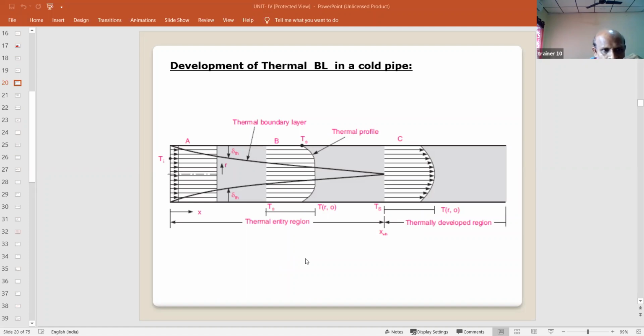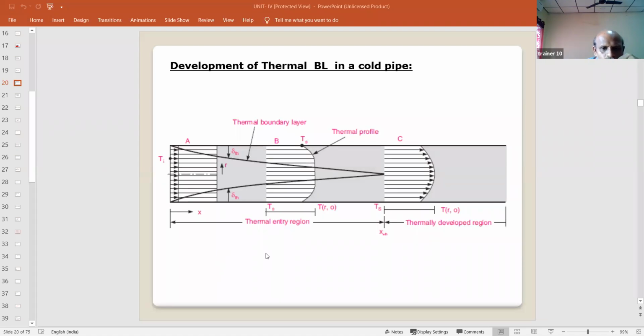Regular 28, Gautam. Regular number 28. Okay, so is it clear? The formation of thermal boundary layer and velocity boundary layer in internal flows.